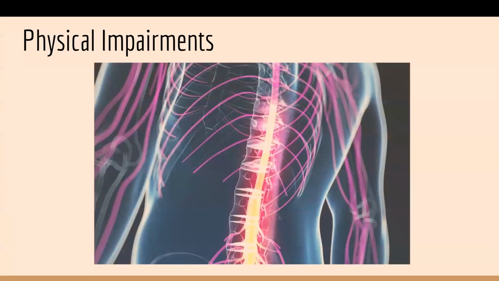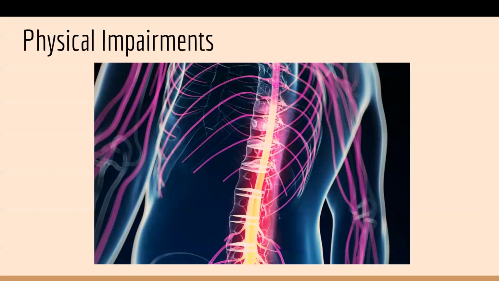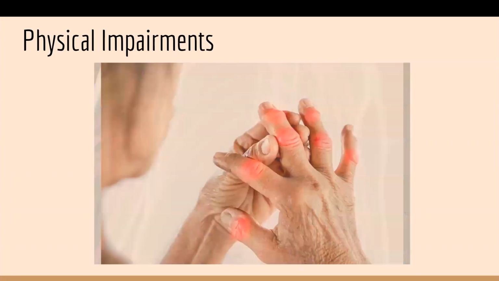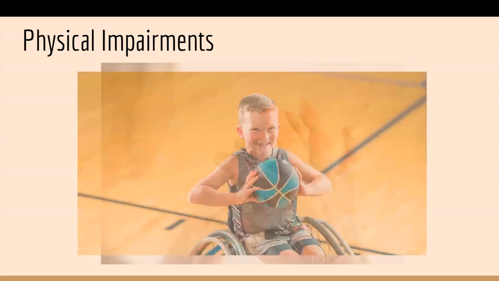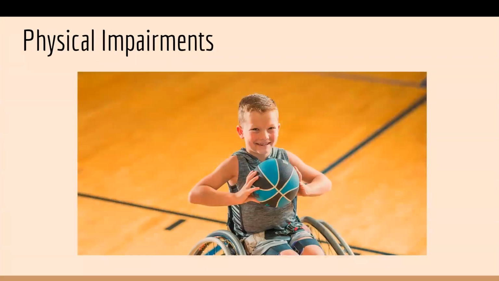The next feature we'll discuss is physical impairments. They can be caused by disease, injury, or birth defects. For example, a spinal cord injury or an amputation, arthritis, neuromuscular disorders, and fibromyalgia.